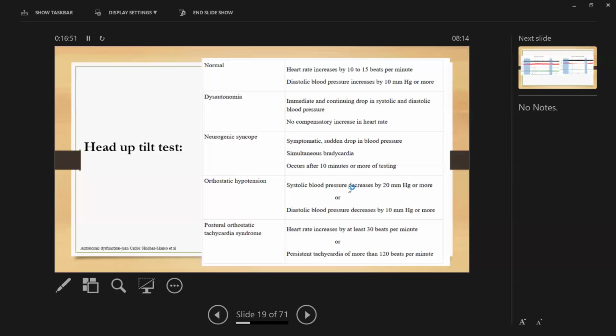First we must understand that orthostatic hypotension does not always indicate failure of the autonomic nervous system, because it can occur in common conditions like dehydration. If we are very dehydrated also, that orthostatic hypotension can occur.